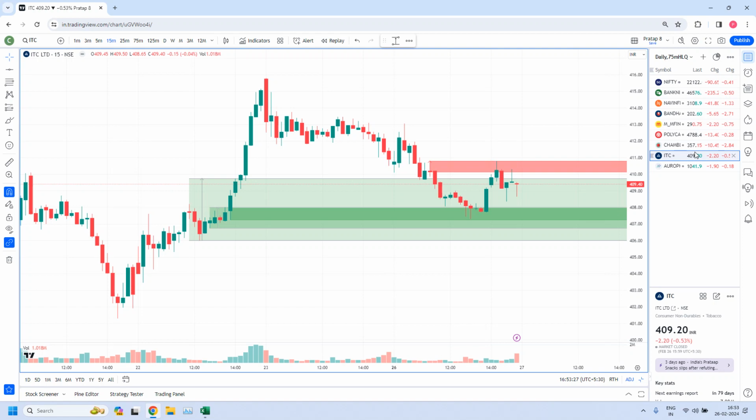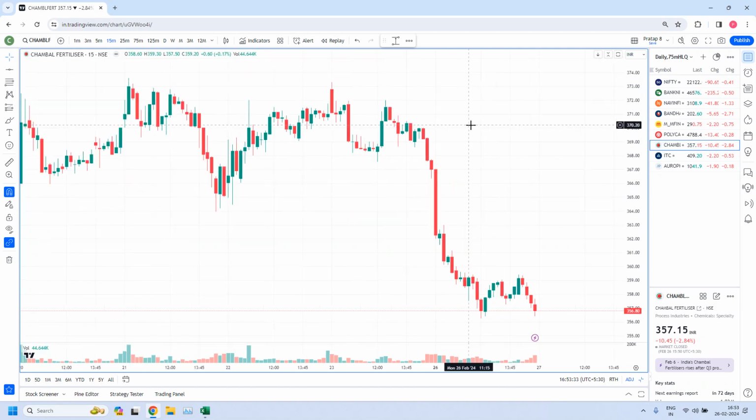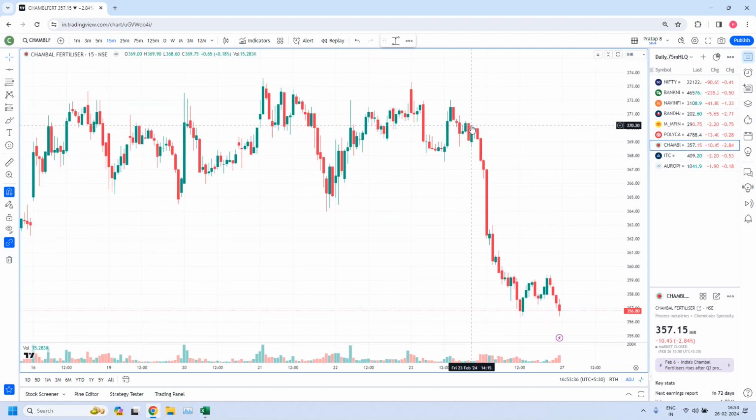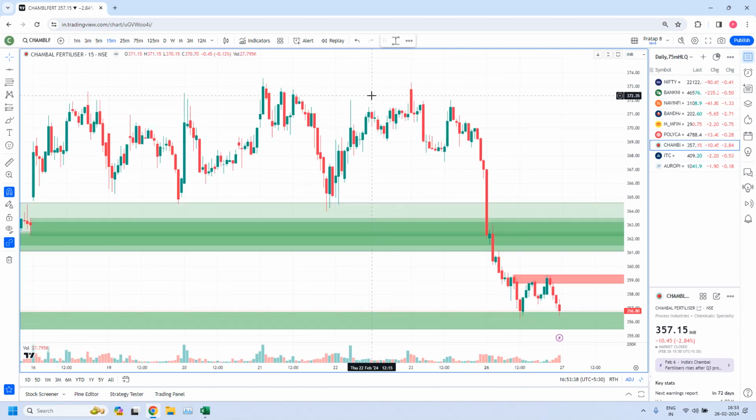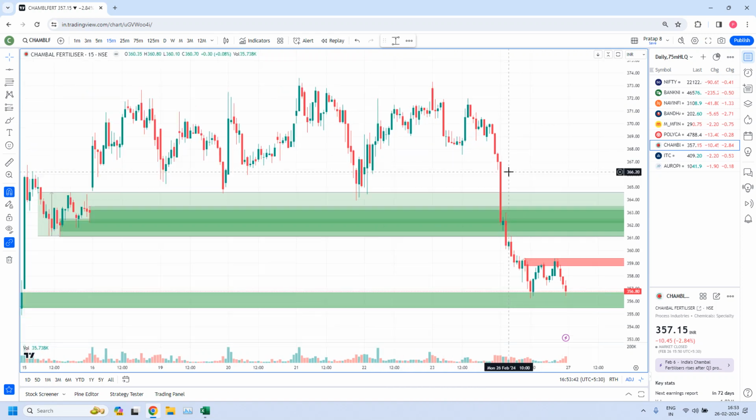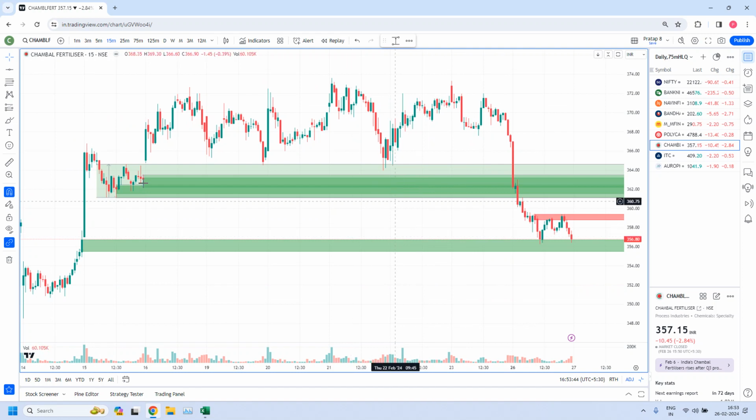And another one is Chambal Fertilizers. This one is stopped out. Let me show you the zone that is stopped out. There is one already tested zone. We have to delete it, but from our training point of view, I will show you and then I will delete. But the zone that is violated is more important.